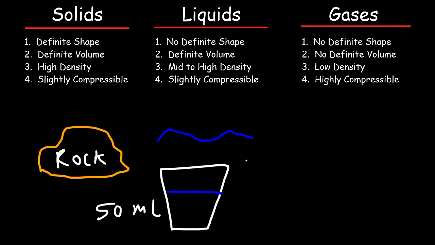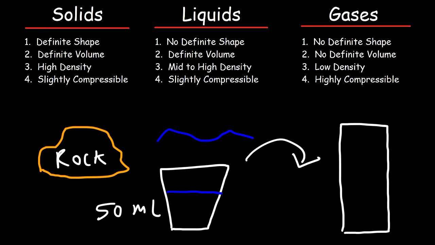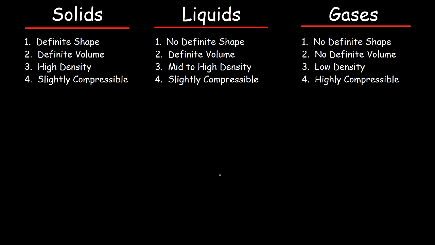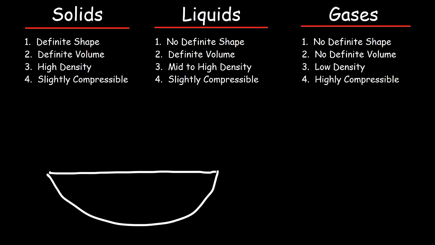Now, if I take that liquid and pour it into a cup with a different shape, the volume of water will not change. It will still be 50 milliliters. So thus we could say that liquids, they have a definite volume. However, the shape is different. A liquid will take the shape of its container. Now let's say if I take that liquid and pour it into a spherical or a semi-spherical container. The liquid will fit the shape of the container. And so that's why we could say that the liquid has no definite shape.